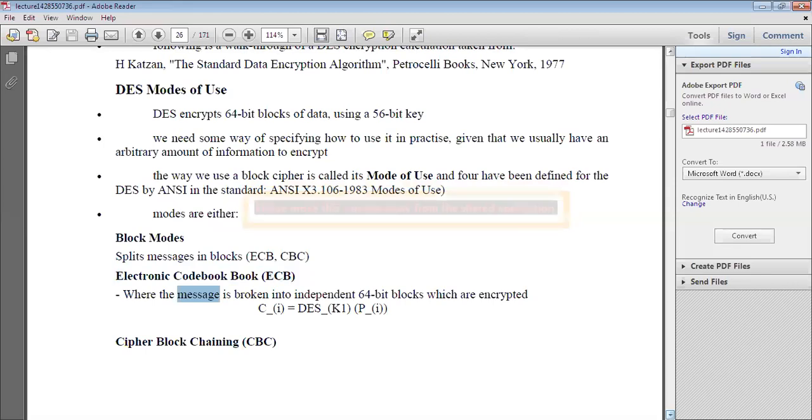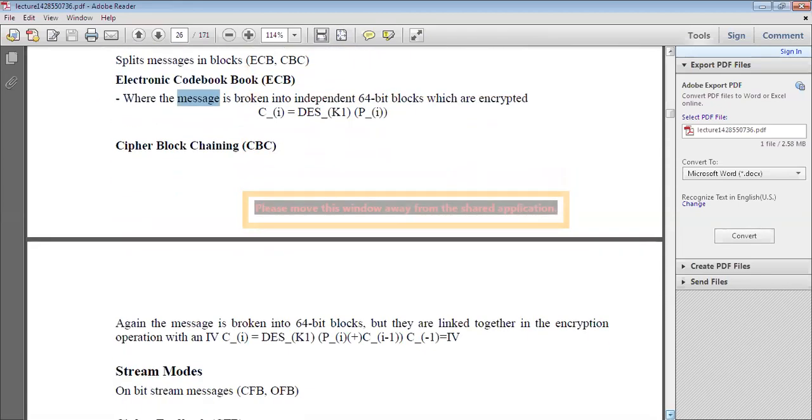Next one, cipher block chaining. That is also similar: 64-bit blocks. You divide the entire message into 64-bit blocks to encrypt the data. That data you give as input to the DES algorithm. These are the two modes. These are the block modes. Simply you can say these are block cipher modes.